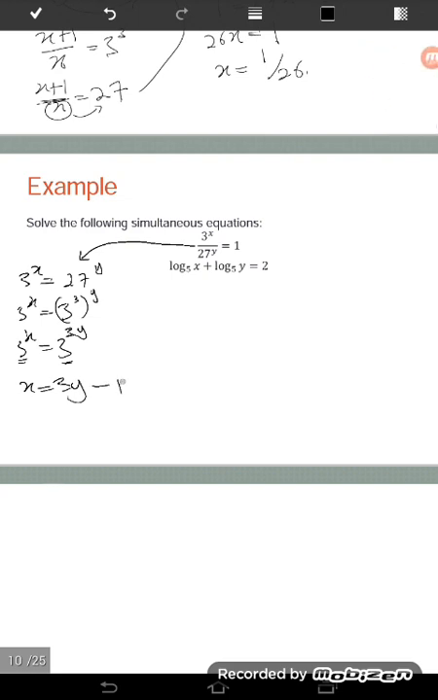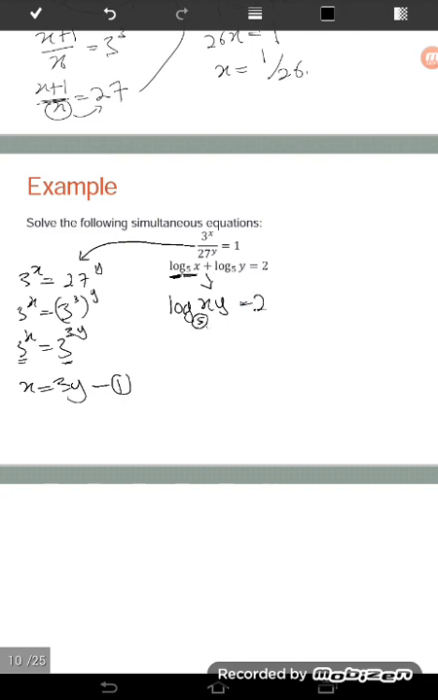Okay, so this one becomes the first equation. For the second equation, we have 2 log x base 5 and log y base 5. We need to combine it into a single log. In order to combine into a single log, we need to make sure the coefficient is 1 and the bases are the same. Here the coefficient is already 1 and the base is also the same. So therefore we combine, plus becomes multiplication. So log xy base 5 is equal to 2.